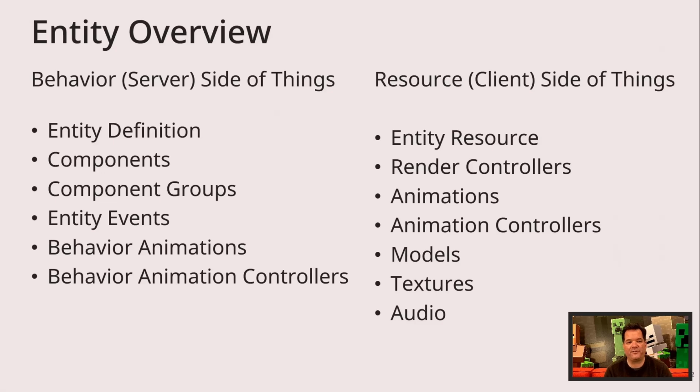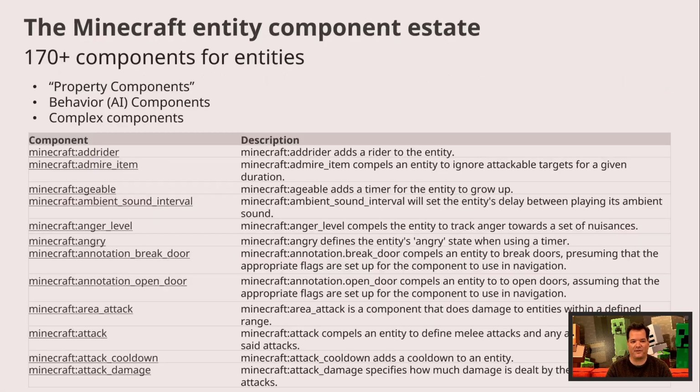As we talked about in the previous session and the intro session, when you think about something inside of Minecraft, you want to think in terms of the behavior or the server side of things and the resource or the client side of things. So on the behavior side of things, there's a lot of systems in place that we're going to cover for how entities work inside of Minecraft. And then on the resource side of things, of course, there's a lot of options for making your entity look really cool. There's an animation system, there's animation controllers, there's models, there's textures, there's render controllers. And of course, there's audio as well, so that you can customize how the audio works for your entity. So a lot of things to keep track of, and let's go dive in and see how this looks.